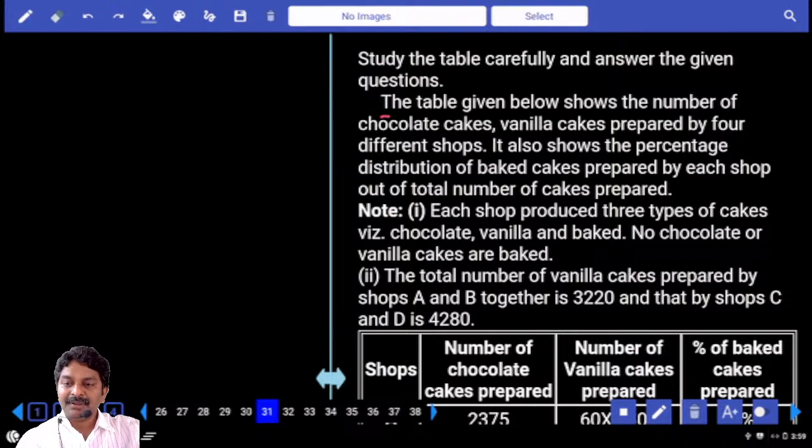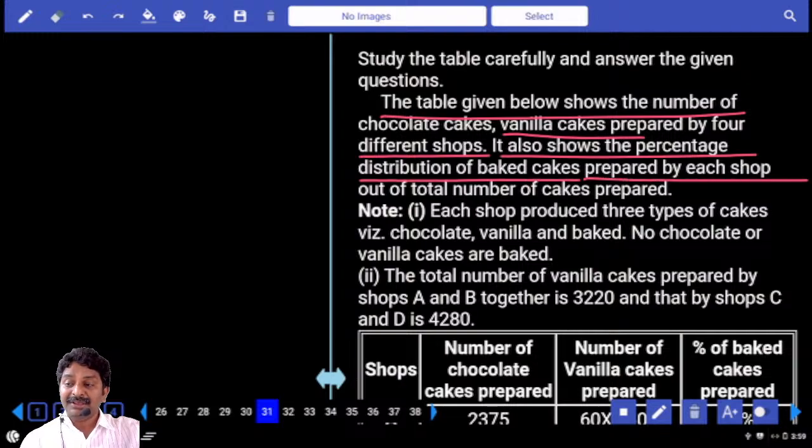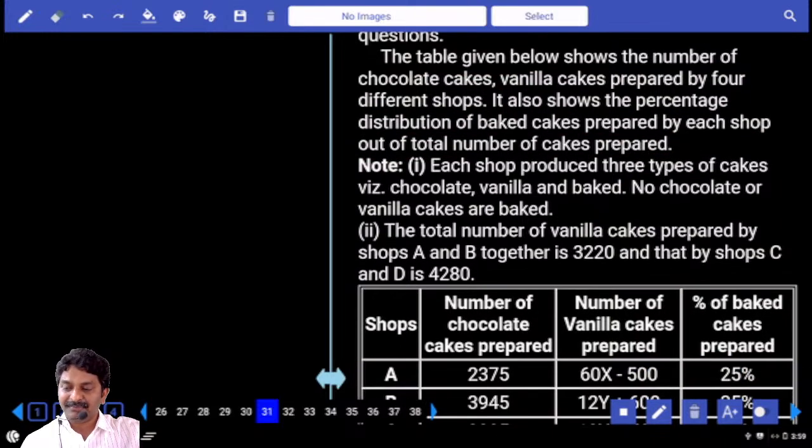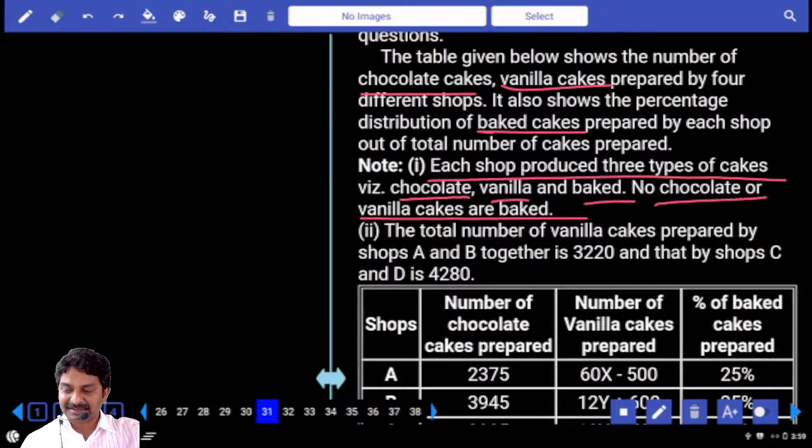Now let's see. The table given below shows the number of chocolate cakes and vanilla cakes prepared by 4 different shops. It also shows the percentage distribution of baked cakes prepared by each shop out of the total number of cakes prepared. So how many different types of cakes do we have? Chocolate, vanilla and baked. Each shop produced 3 types of cakes. No chocolate or vanilla cakes are baked.